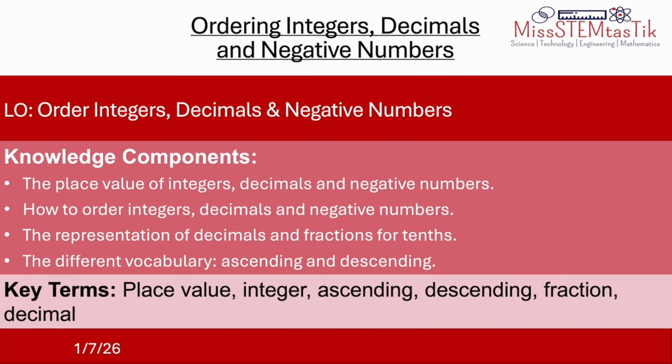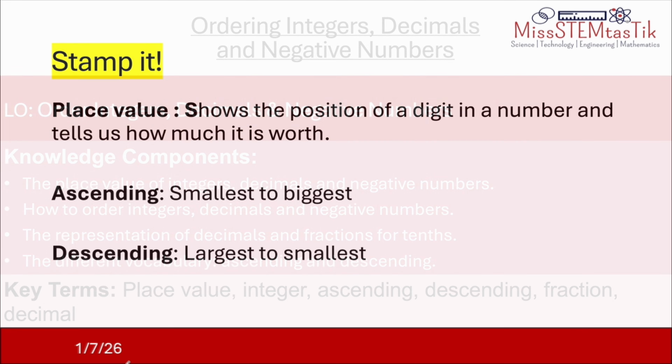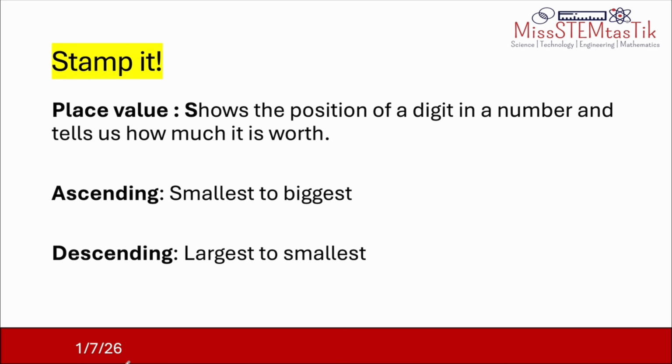In this lesson, we will learn how to order integers, decimals, and negative numbers. Some of the key terms are place value, which shows the position of a digit in a number and tells us how much it is worth. Ascending means moving from the smallest to the largest, and descending is the opposite, where you move from the largest to the smallest. So an example of ascending would be 0, 1, 2, 3, 4, and descending would be 5, 4, 3, 2, 1.